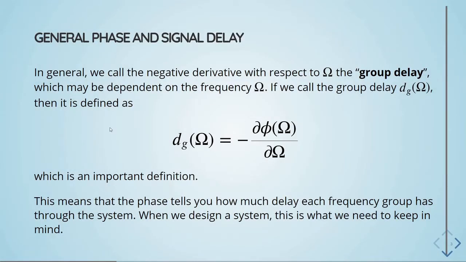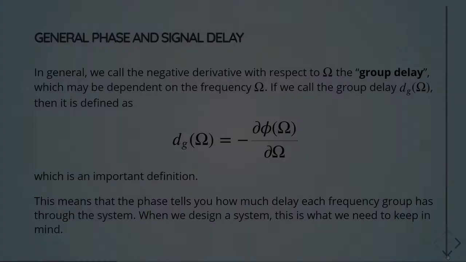We've seen the linear phase, and now we'll see a general phase and signal delay. In general, we call the negative derivative with respect to capital omega the group delay, which may be dependent on the frequency capital omega. If we call the group delay d with the subscript g of capital omega, then it's defined as minus the derivative of the phase with respect to capital omega, and it is a very important definition. This means that the phase tells you how much delay each frequency group has through the system. When we design a system, this is what we need to keep in mind.